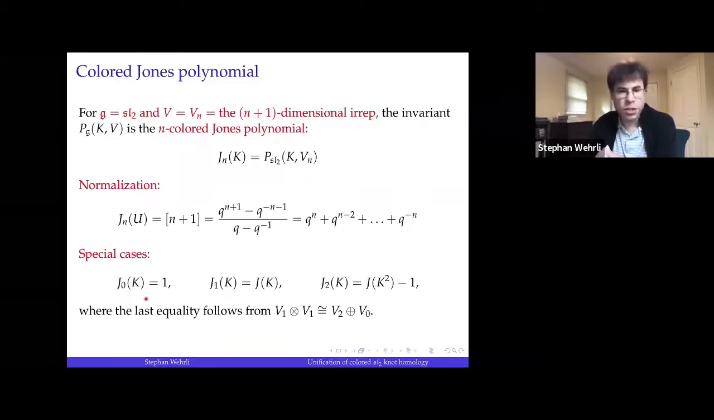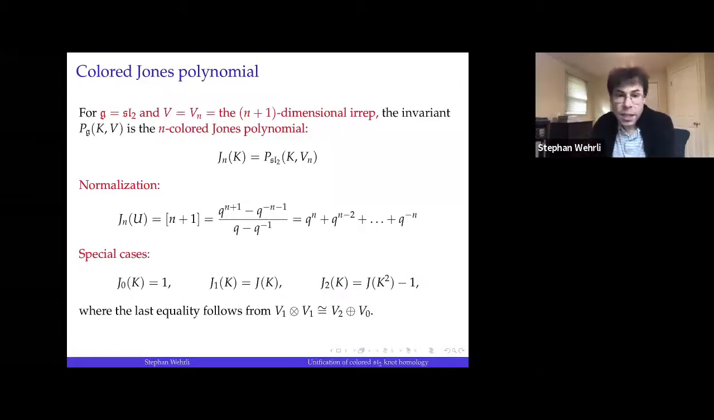Now here are some special cases. The 0th colored Jones polynomial, colored by 0, is just always 1, because this corresponds to the trivial representation. The first colored Jones polynomial is just the Jones polynomial, because it corresponds to the fundamental representation. And the second colored Jones polynomial is just the Jones polynomial of the 2-cable minus 1. This follows from this isomorphism: V1 tensor V1 is V2 plus V0, or put otherwise, in the representation ring, V2 is just the difference of this minus this, and this corresponds to this formula.